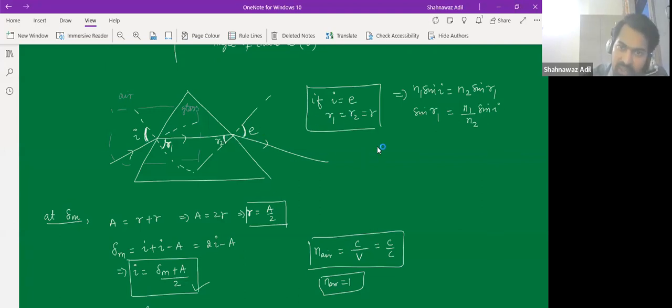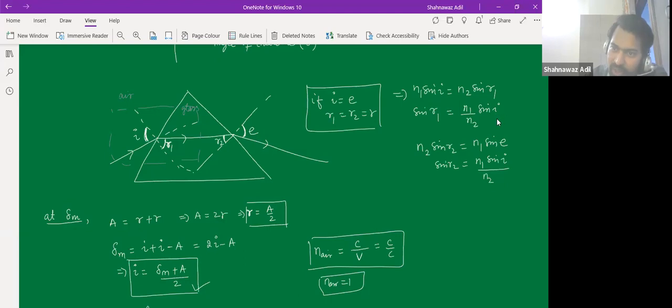Similarly, from here, what is the Snell's law? N2 sine of R2 is equal to N1 sine of E. And we know that E is equal to I, right? So sine of R2 would be how much? That would be N1 by N2 sine of I.